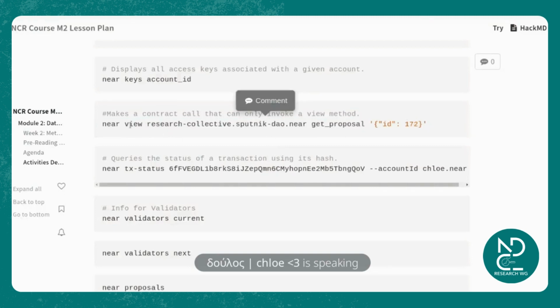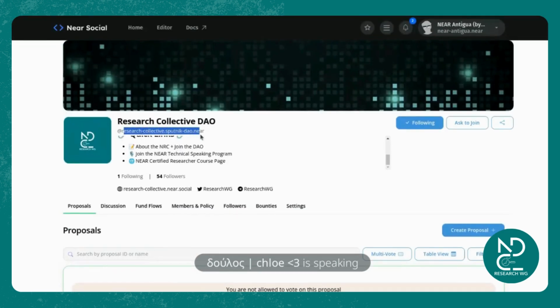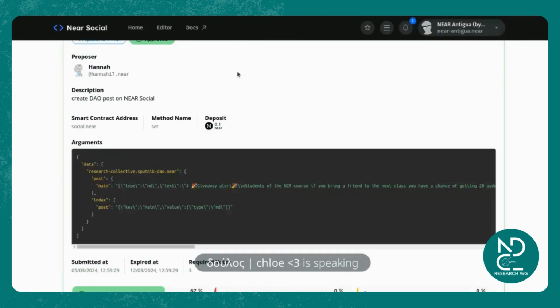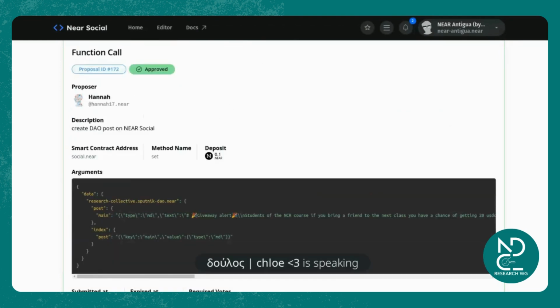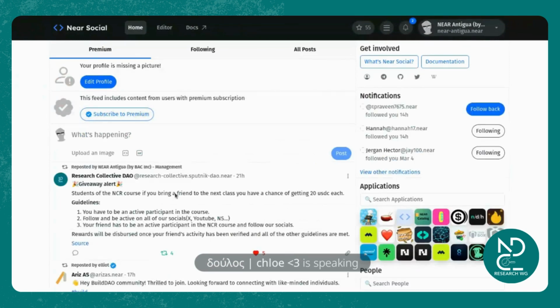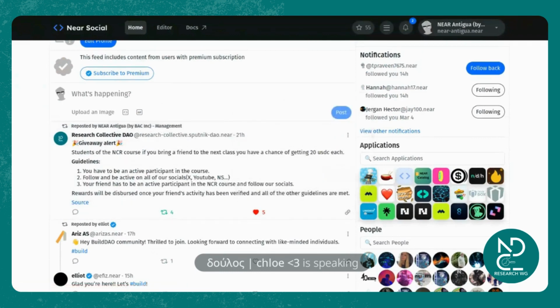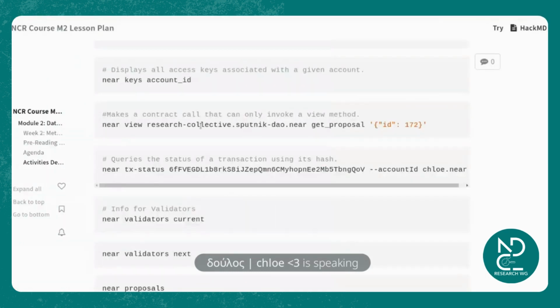So here you can see that I'm interacting with the Near CLI. I'm going to call a view function on this smart contract, research-collective.sputnik-dao.near. That is the DAO that we have here, research-collective. And I found this from the post that we were looking at. Go back, I guess. No, I've probably lost it. Oh, there it is. So from the post, I was able to know that the post was from the DAO, and now I'm able to work my way back and know what smart contract to interact with.